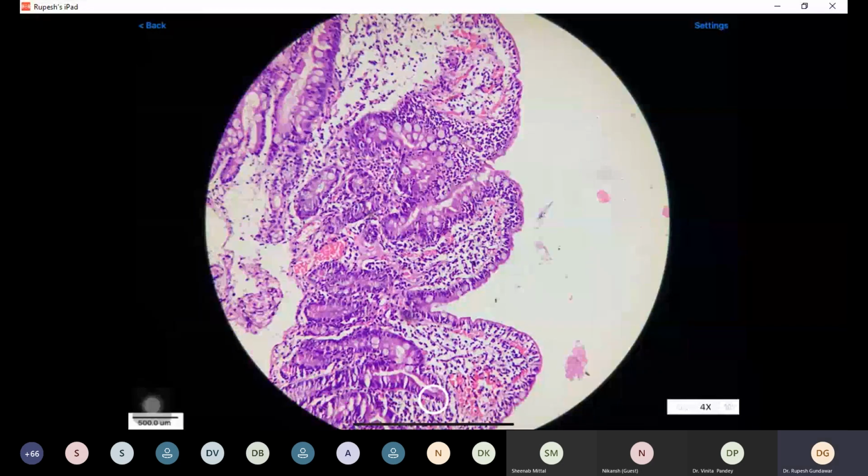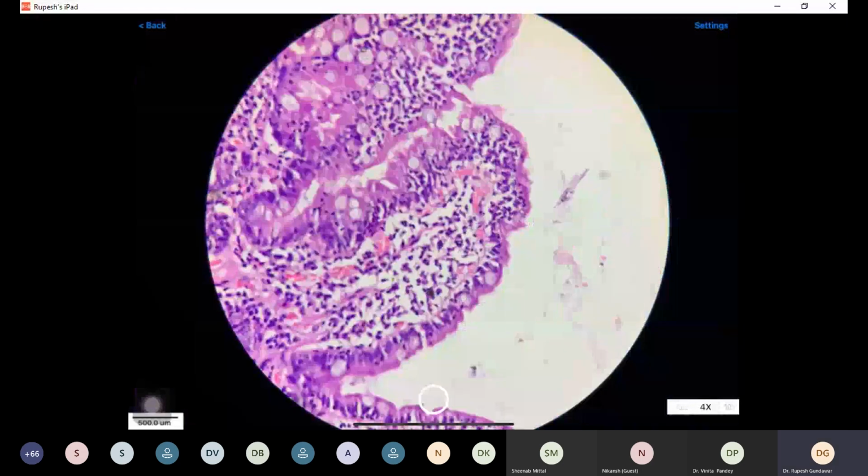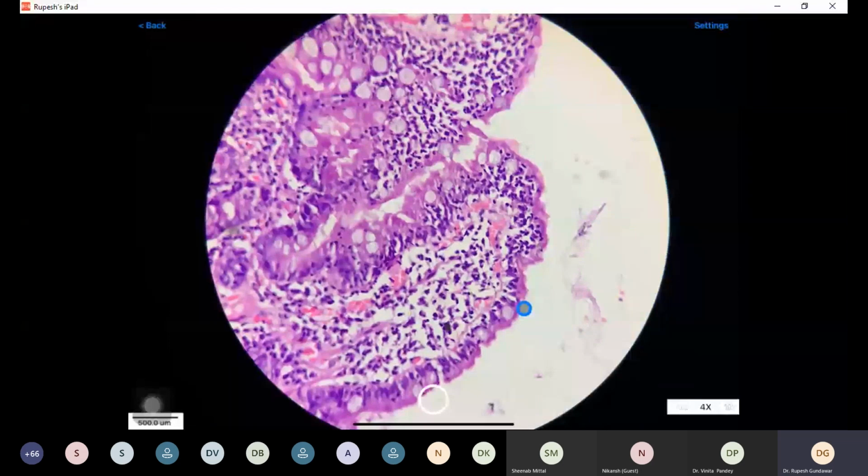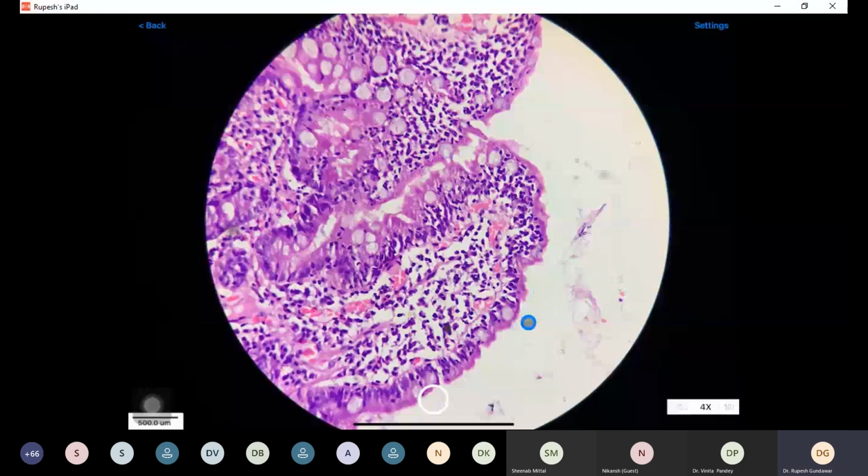I will go on high power here. Now at the highest power, just suppose you are counting 100 enterocytes. Take any one villus tip and count the 100 enterocytes and then count the lymphocytes per 100 enterocytes. At least in this villus, you can clearly see the lymphocytes are too high. The proper enterocytes cannot be easily visualized because of the heavy lymphocytic inflammation. Now you see these small nuclei are all lymphocytes.